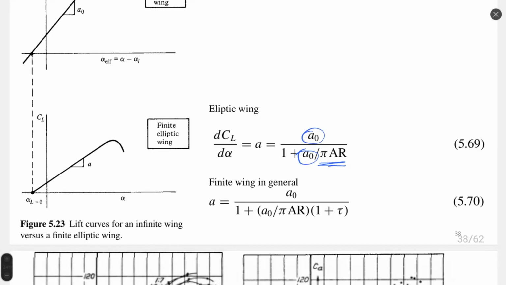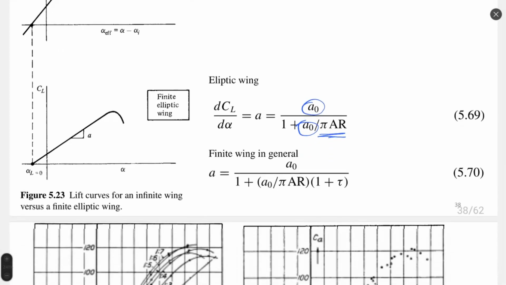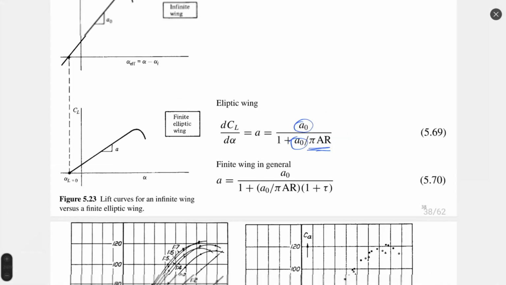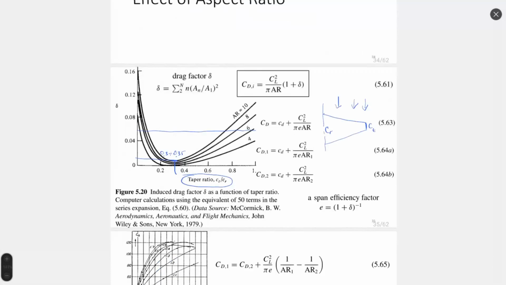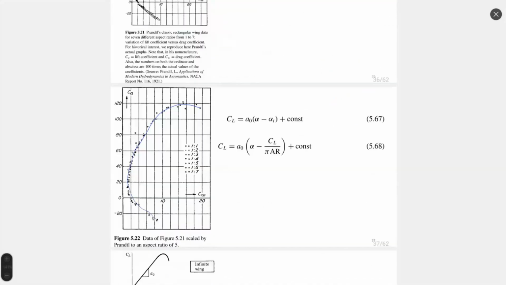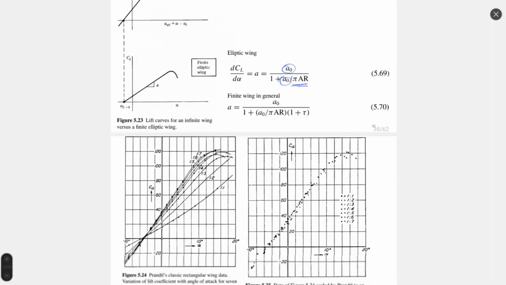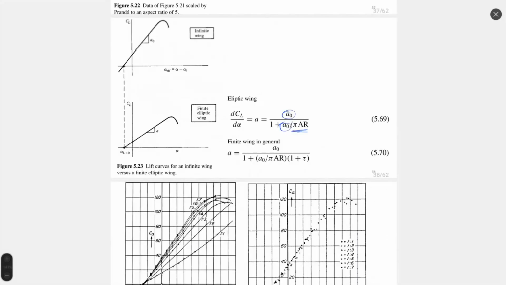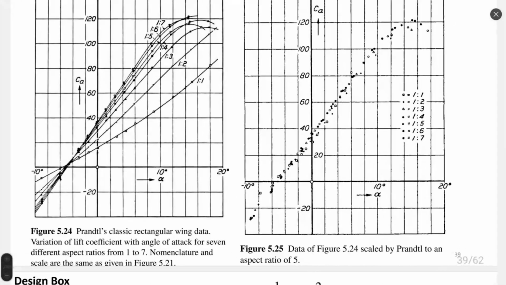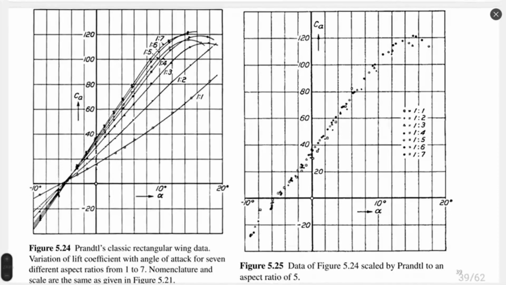For any other wing, but I think not any other wing. They mean finite wing in general. It can be applied for rectangular wing or tapered wing, not any wing of any geometry. Lifting line theory is quite limited on application. It works only with simple wings.